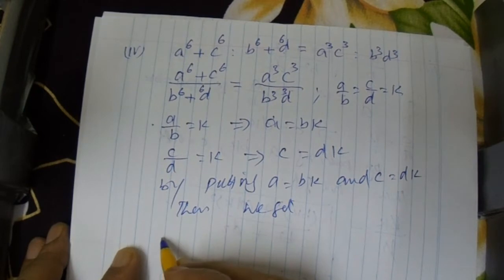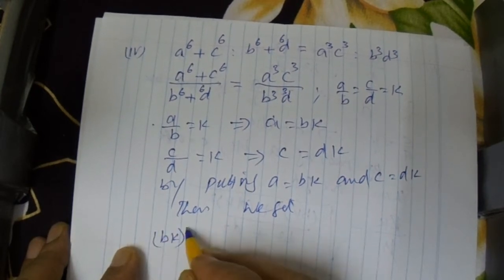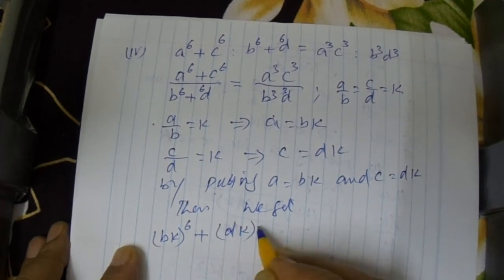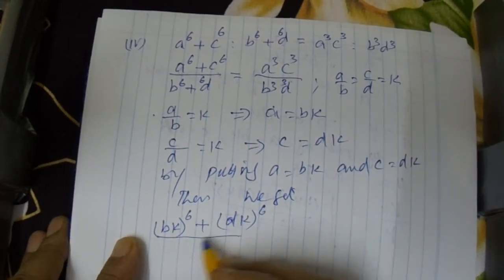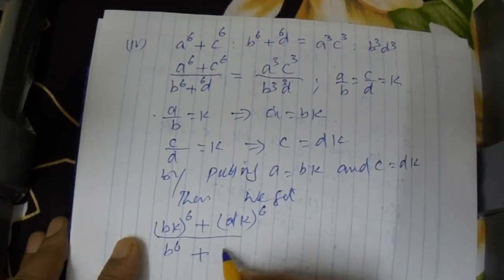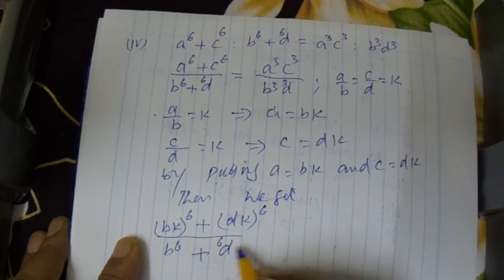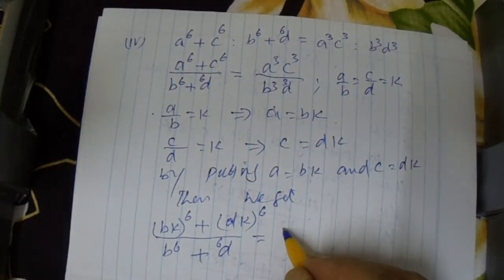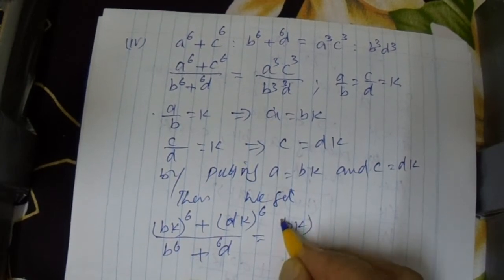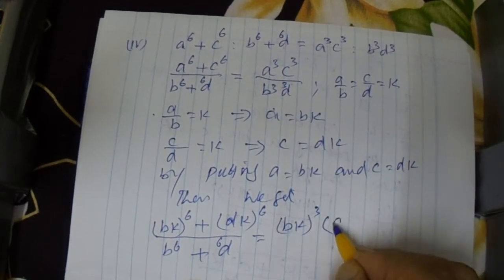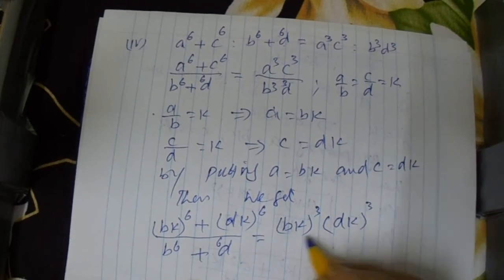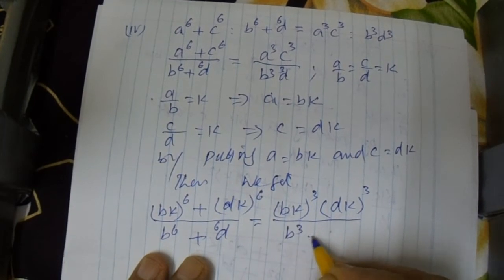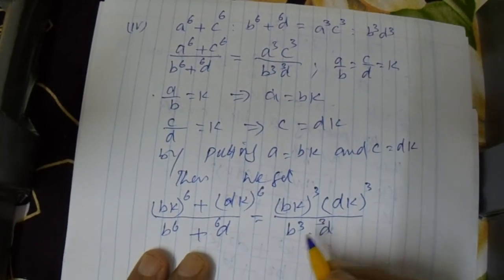now here a^6 is bk, now we write a square plus c is equal to dk, we also put c^6 over b^6 plus d^6 power 6 is equal to, here also a^3 is bk, now 3 into ck, c is equal to dk, we also write 3 over b^3 and d^3.